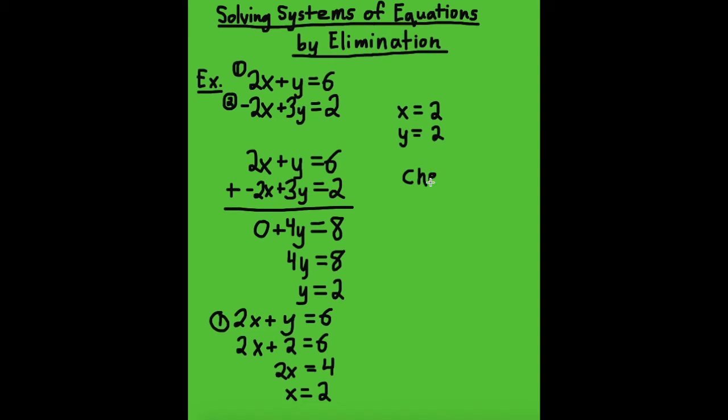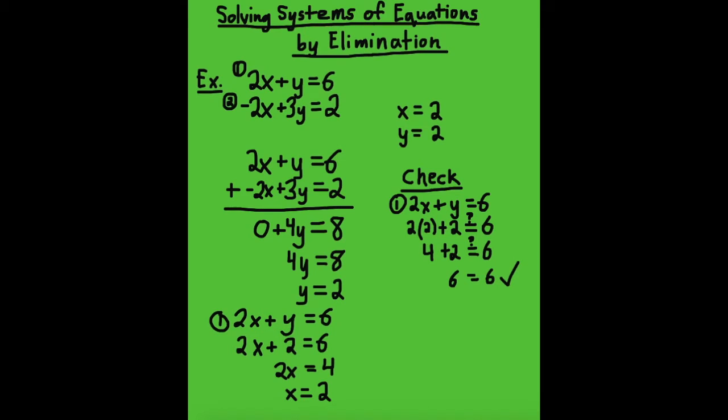We can check our work. Let's plug x equals 2 and y equals 2 back in equation 1 and equation 2. So equation 1 is 2x plus y equals 6. When we substitute x equals 2 and y equals 2 in it, we get 2 times 2 plus 2 equals 6. And I put a question mark above the equal sign because we don't know if it's correct just yet. Then we get 4 plus 2 equals 6, and we get 6 equals 6.